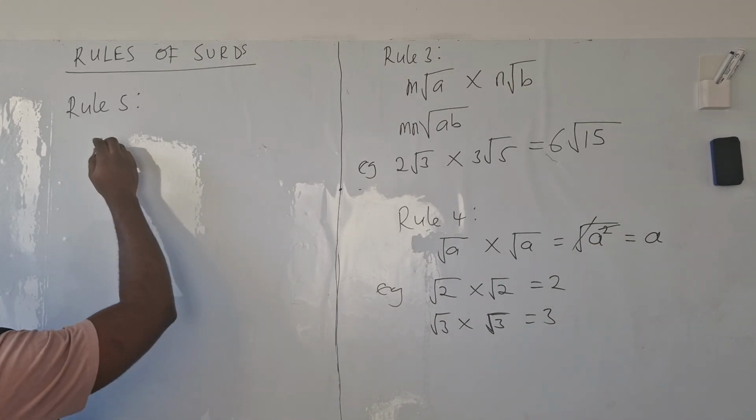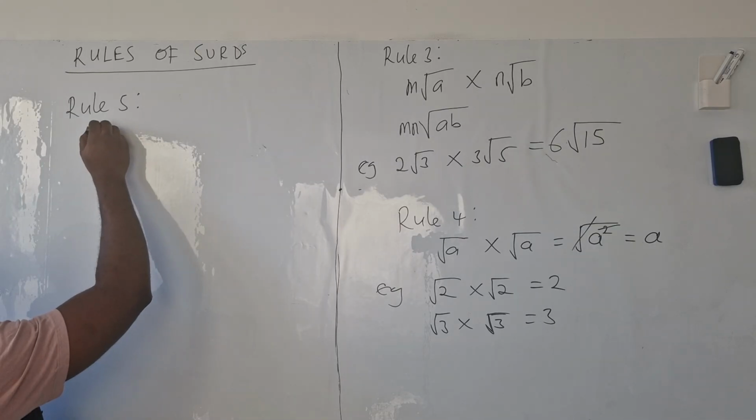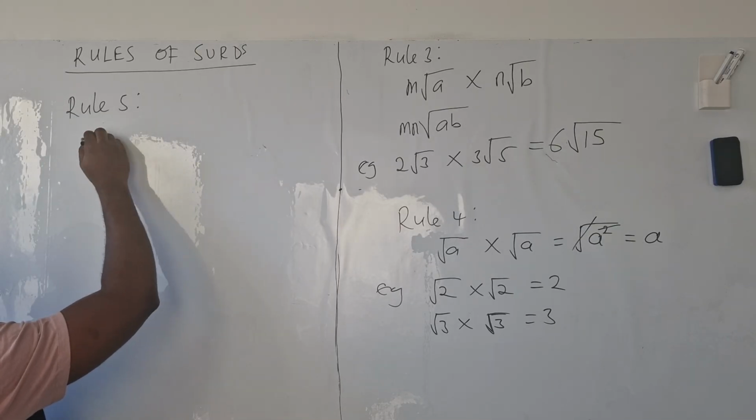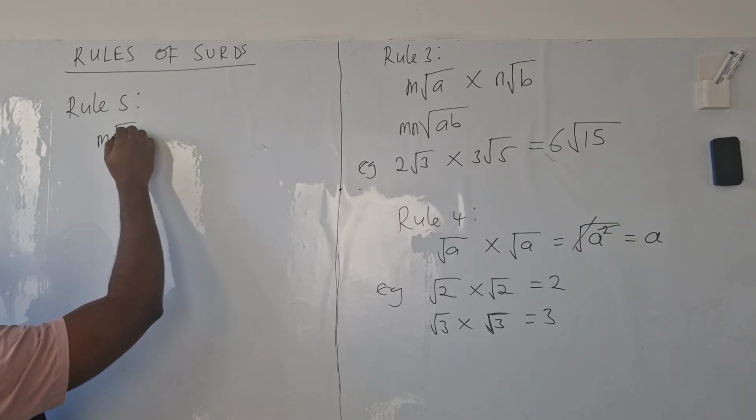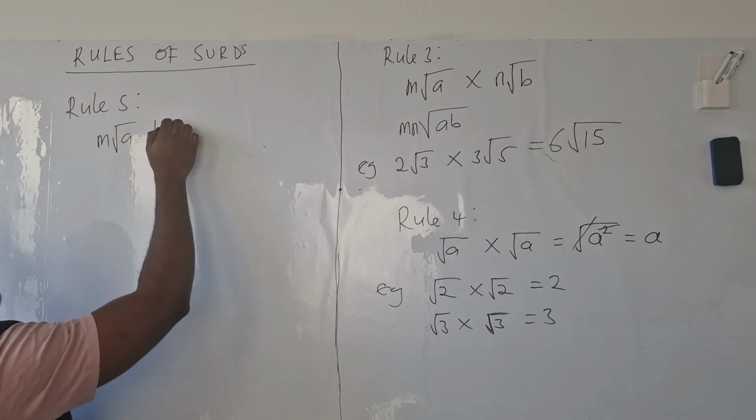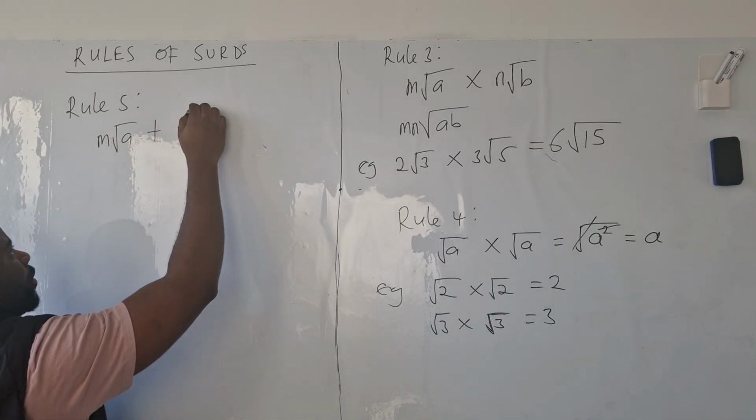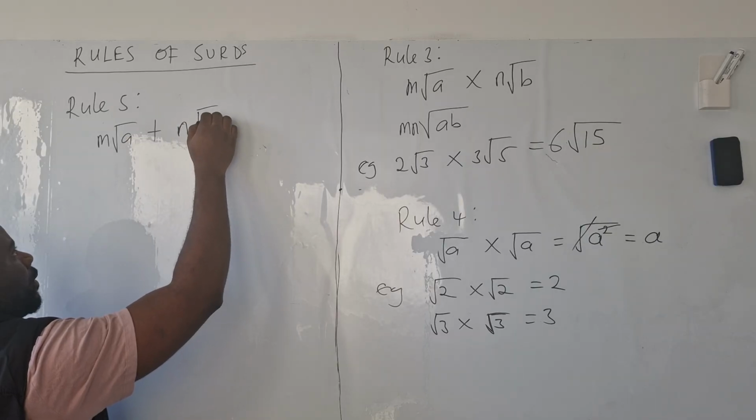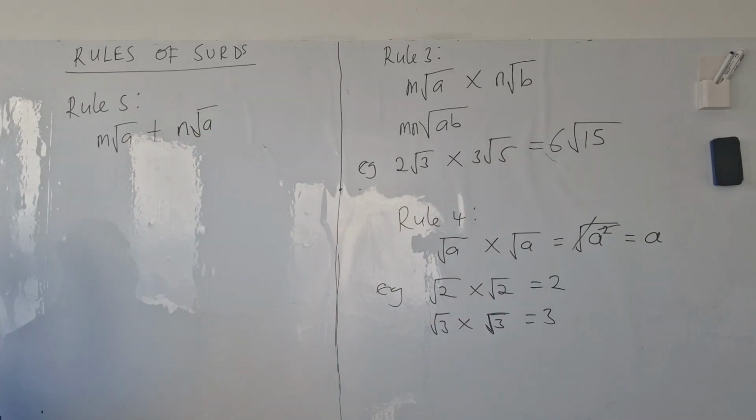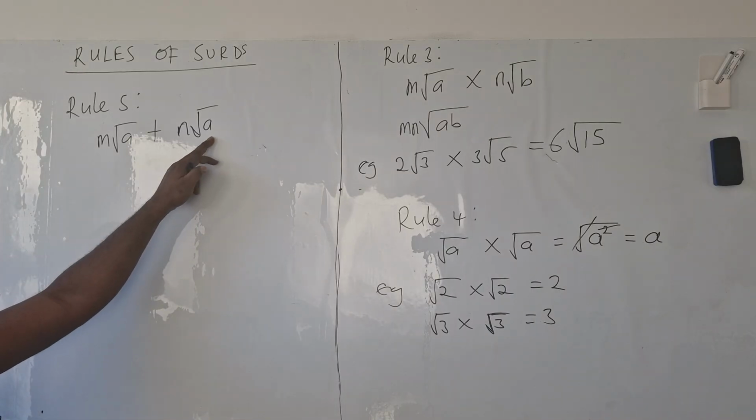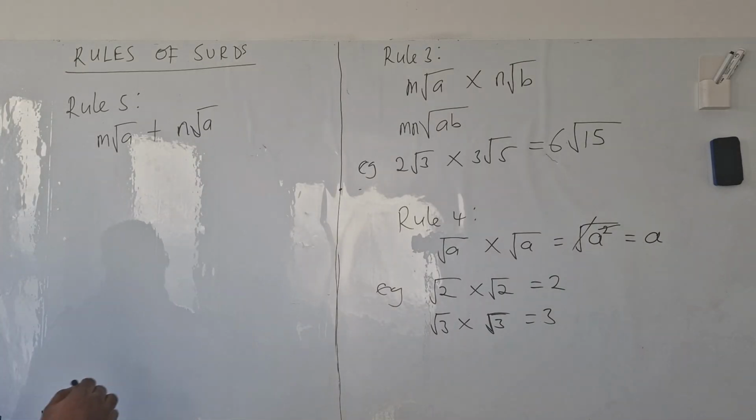So rule 5, let's say I have m root a plus n root a. This is addition of what? It's addition of like surds, because figures under the root are the same. So addition of like surds.